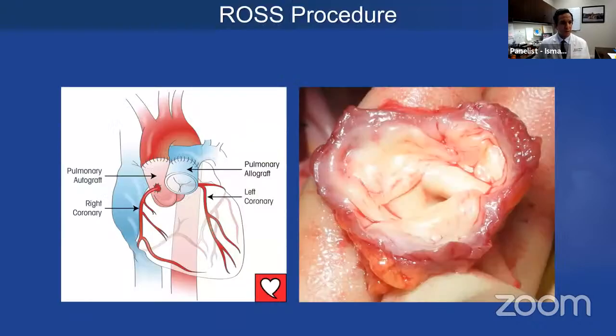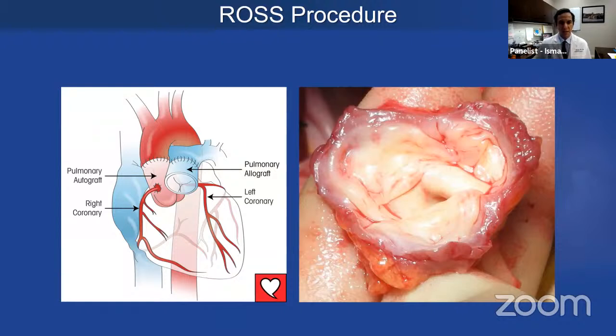The Ross procedure, for those who may be a little less familiar, consists of harvesting the pulmonary root from the right side. The idea being that the pulmonary valve is a mirror image of a normal tri-leaflet aortic valve, implanting it as a total root on the aortic side, and then replacing the pulmonary root with a pulmonary homograft, so a cadaveric pulmonary root.